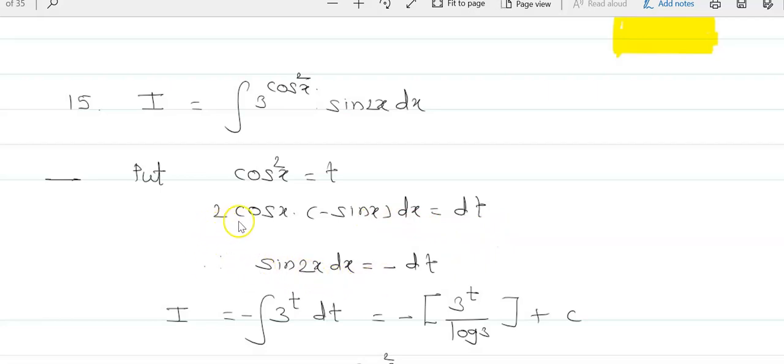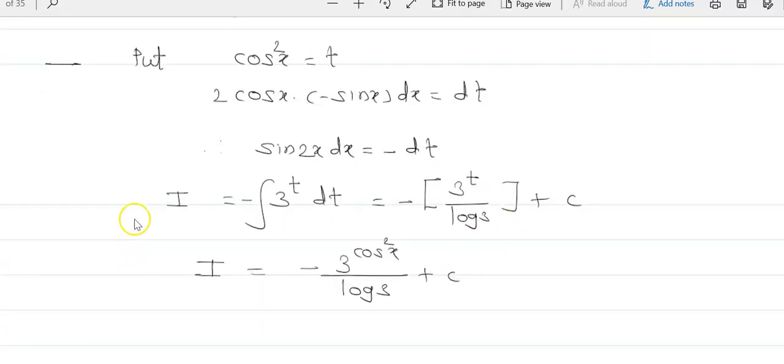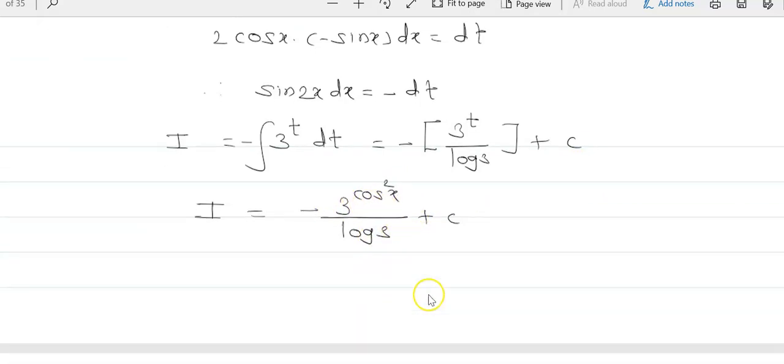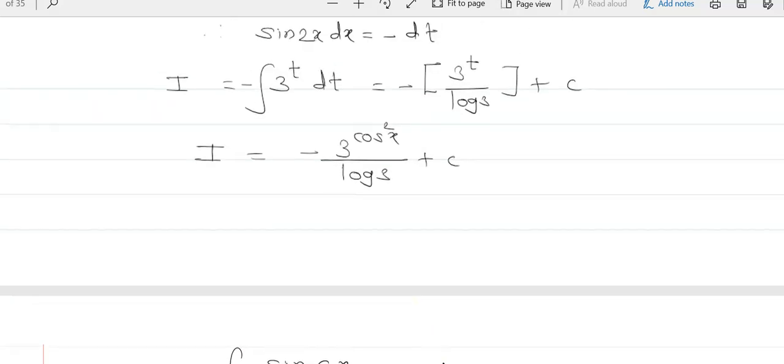Therefore minus 2 sin x into dx is equal to dt. That is sin of 2x into dx is equal to minus dt. I is equal to minus the integral of 3 raised to t into dt. The integral of 3 raised to t is 3 raised to t upon log of 3 plus c. Replace the value of t, that is cos square x: minus 3 raised to cos square x upon log of 3 plus c, and this is the answer.